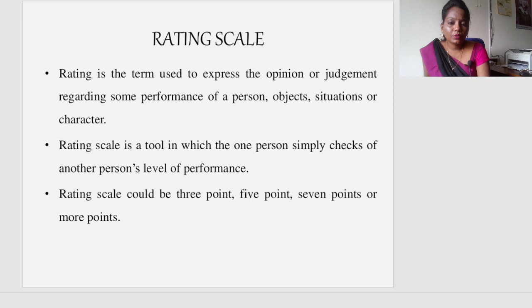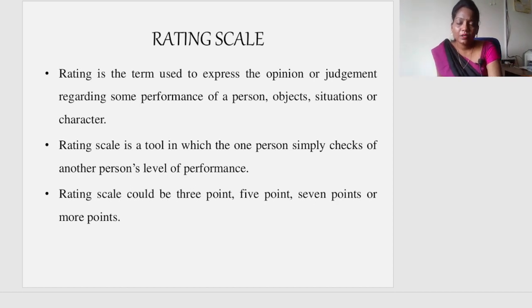And in this topic, I'm going to discuss different kinds of rating scales, and several times asked questions for 5 marks, and it is very important also. So rating scale, the word itself is saying to express. It is also one of the psychosocial analyses, mostly used for qualitative types of feelings or expressions towards an object or towards a person. So rating is a term used to express the opinion or judgment regarding some performance of a person, object, situation or character. A rating scale is a tool in which one person simply checks another person's level of performance.